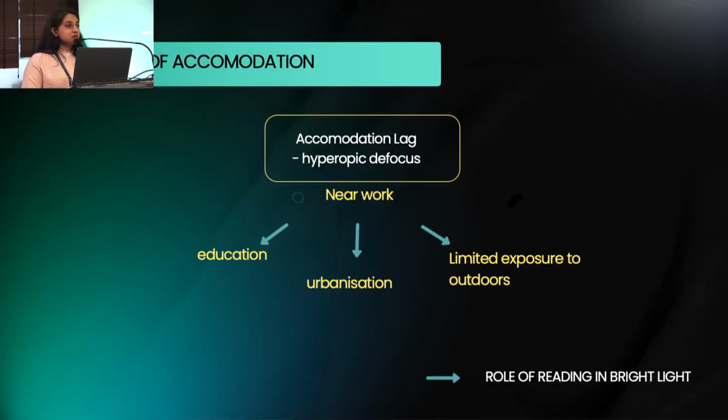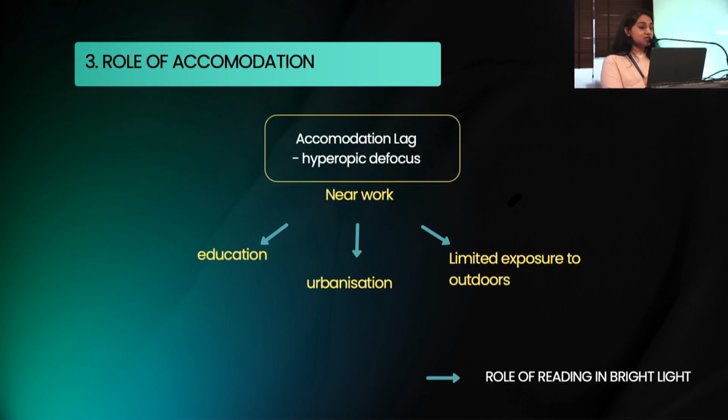The third theory is the role of accommodation. That is what I said in the beginning about hyperopic defocus. So when there is an accommodation lag, it provides a stimulus for hyperopic defocus. Accommodation lag is equal to hyperopic defocus. Again, it goes through that neurochemical cascade where the retina communicates to the sclera, and that provides a stimulation for axial length elongation. So when a child who already has an accommodation lag does a lot of near work, because of various factors as shown here, it will again lead to axial length elongation.